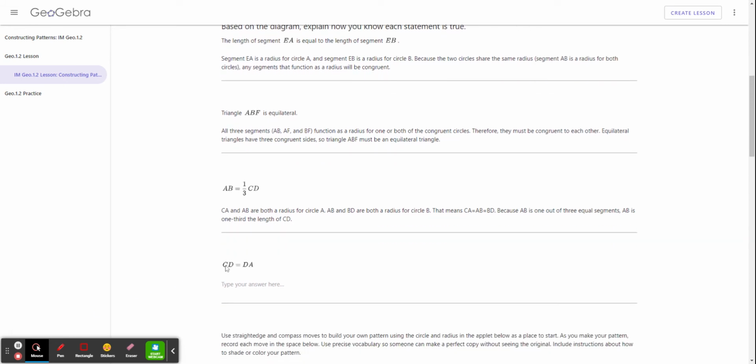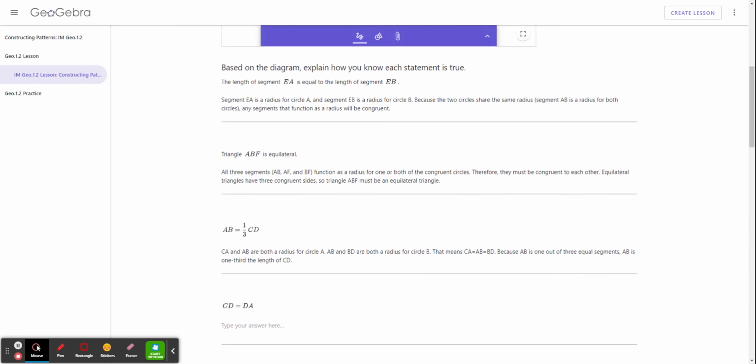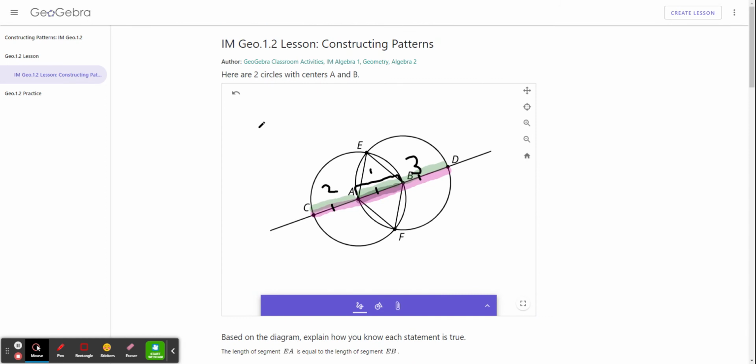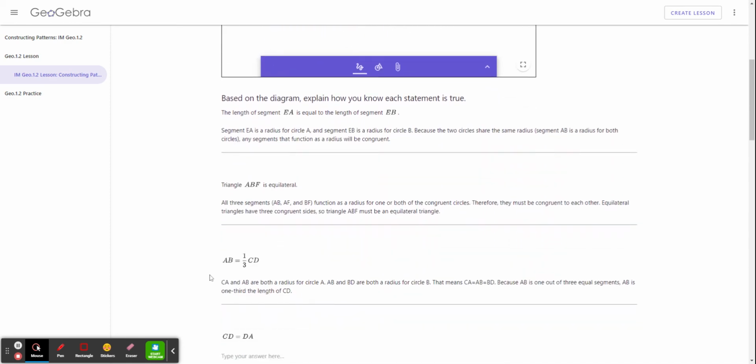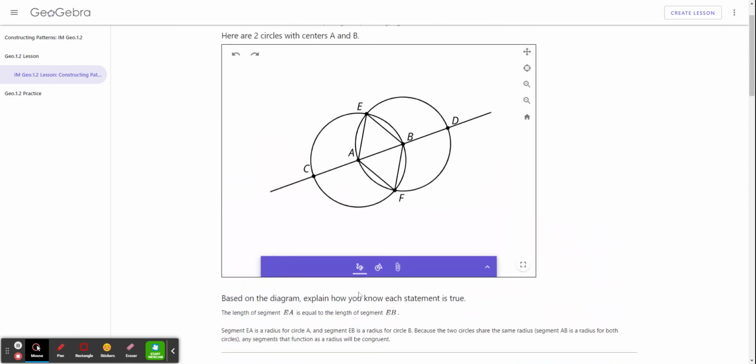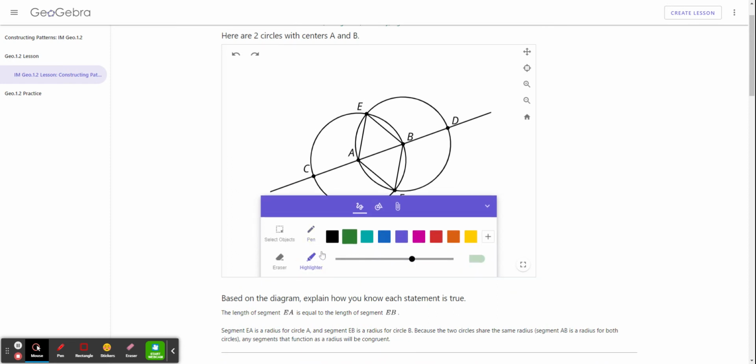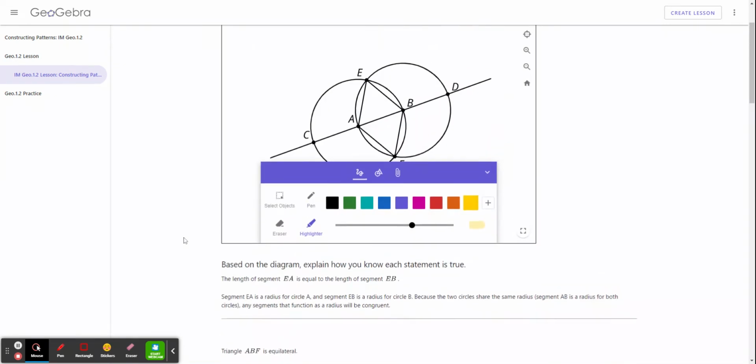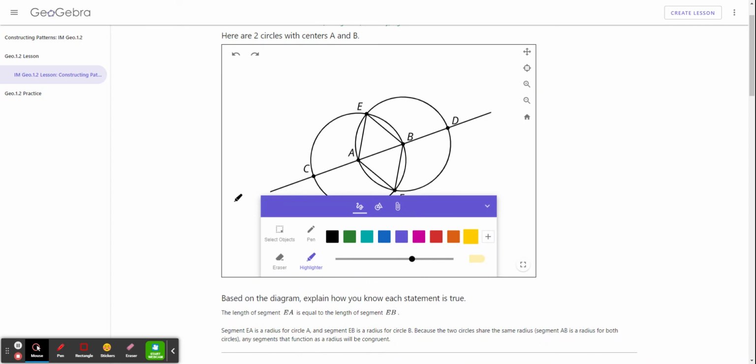All right, moving on to our last statement that we're going to explain why it's true. We have CD equals DA. So coming back up here, CD equals DA. Let me clear off our diagram a little bit. Okay, so it was CD is equal to DA. All right, I'm going to highlight. Here is C, what was it? CD is equal to DA. Whoa.